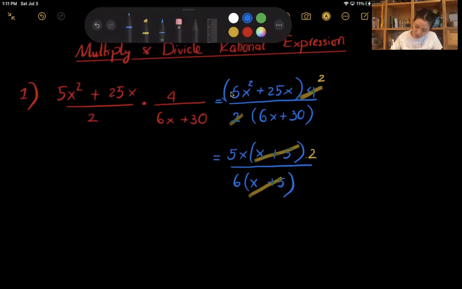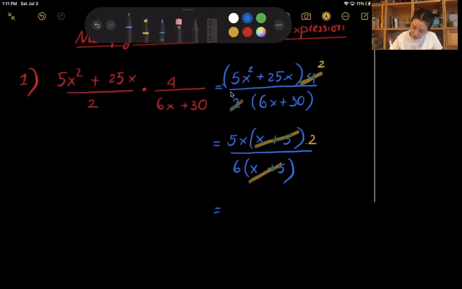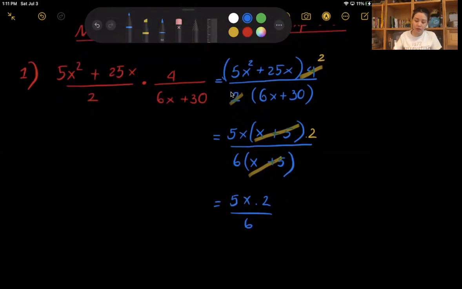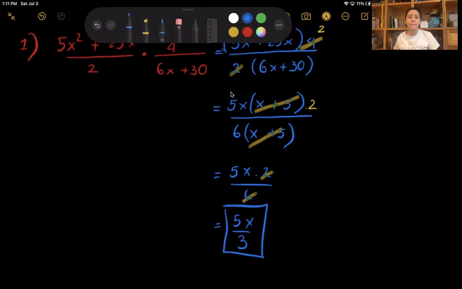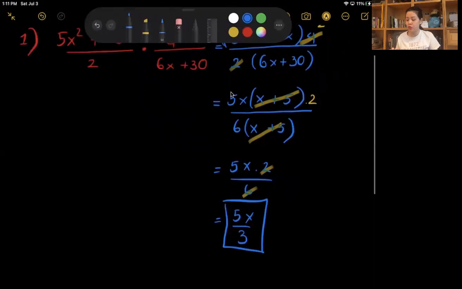So now my fraction is 5x times 2 divided by 6. And one more time, we can cancel the 2 and the 6. So the final answer will be 5x over 3. Okay, so that's multiplying two rational expressions together.